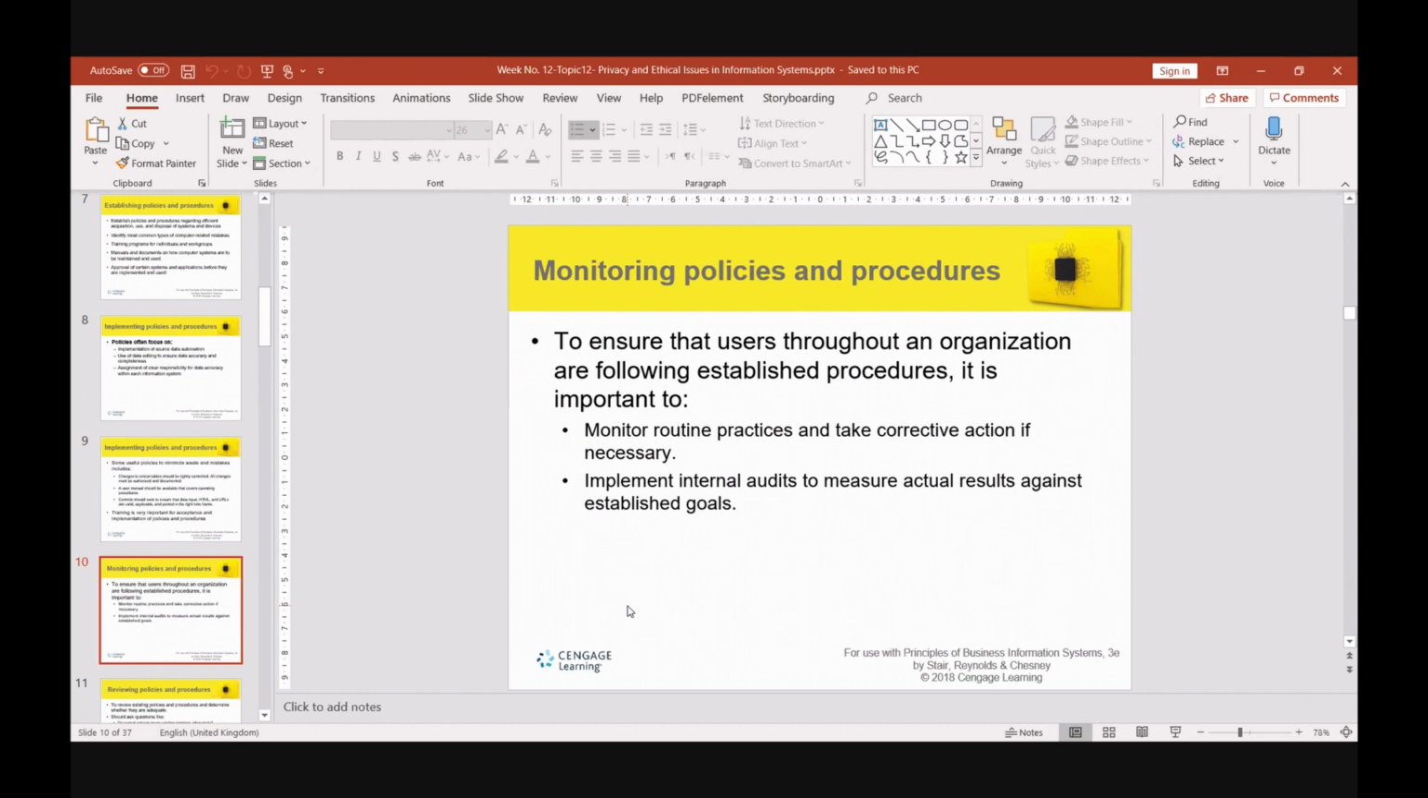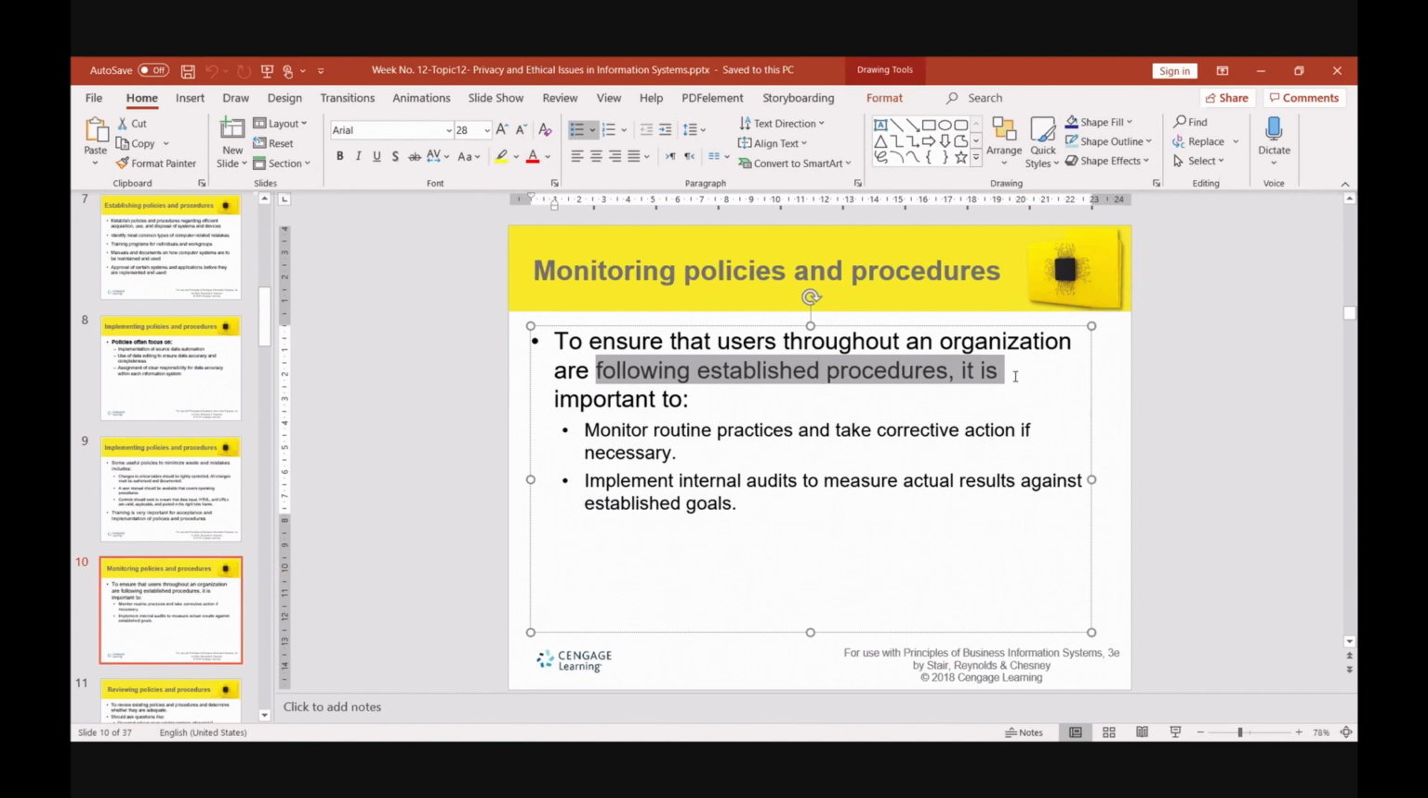Okay, next we have monitoring policies. Once you establish a policy, then you implement your policy. You also need to monitor whether the policy is working fine or not, to ensure that the users throughout the organization are following established procedures. Monitor routine practices and take corrective action if necessary. For example, exam policies. You need to monitor that after each exam. Do we need improvement? Is there some problem? If there is a problem, we need to fix it.